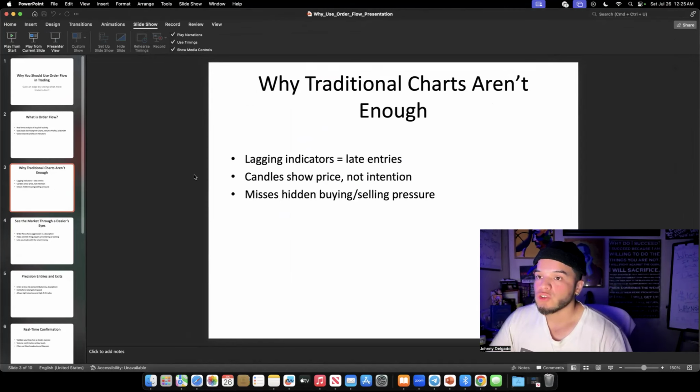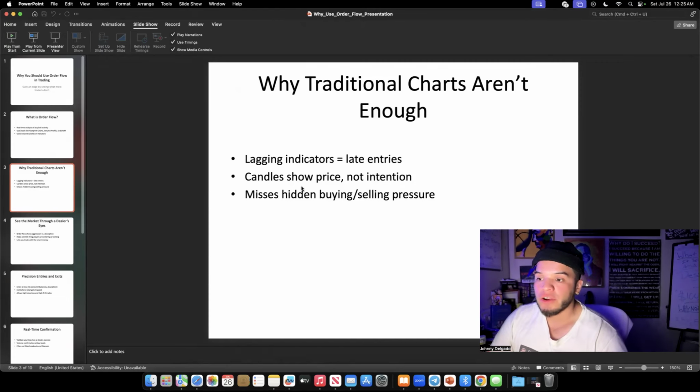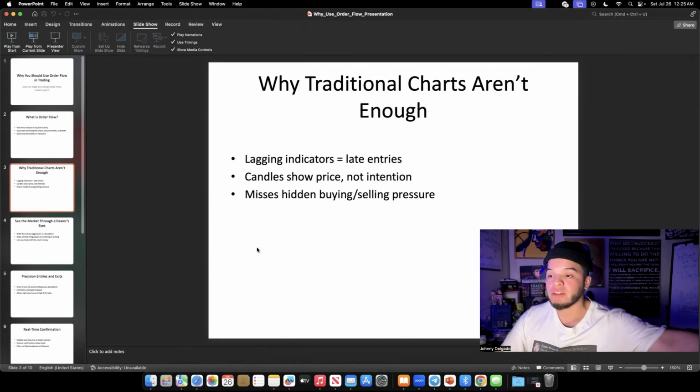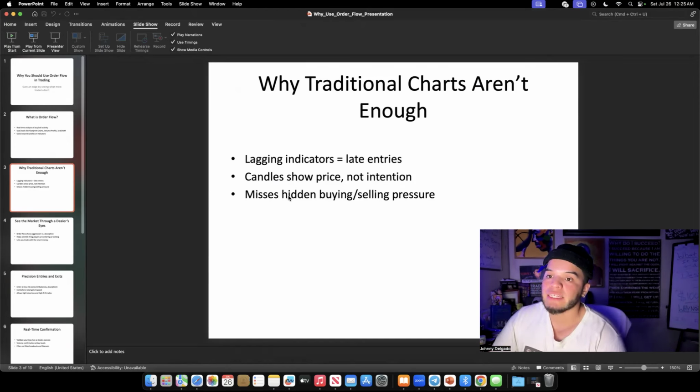Of course, traditional charts aren't enough because we have lagging indicators, which give us late entries. We have candlesticks, which show us price but no intention, so most of the time you have a bad entry and a bad R multiple. Now you have to stretch your stop loss or extend your take profit, and you need to stay longer in your position. And you don't know, maybe sellers are absorbing all the buyers at the higher high, and now we're in a reversal. Now your winner turns to either break even or even worse, a loss. And of course, you can't see the hidden buying and selling pressure.